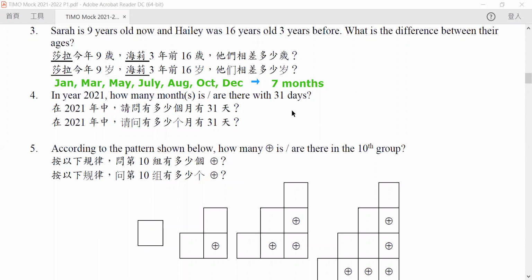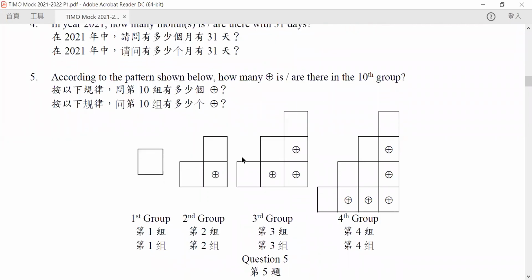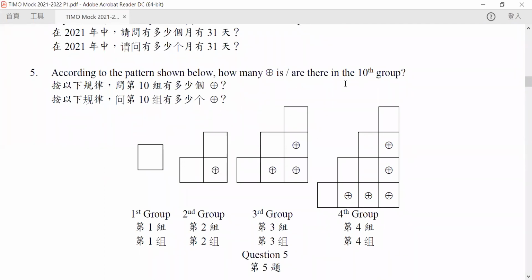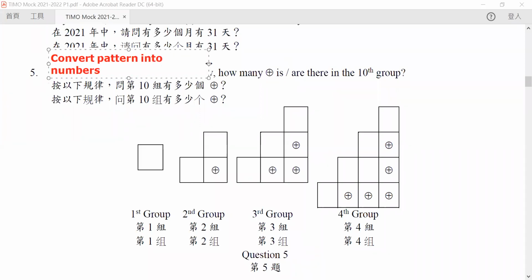Okay, so let's go to question number 5. According to the pattern shown below, how many crosses within the circles are there in the 10th group? Now, every time you see the keyword "according to pattern", it is advisable for you to convert these patterns into numbers. It is always like this. You can convert this pattern into numbers. What does that mean? It means something like this.